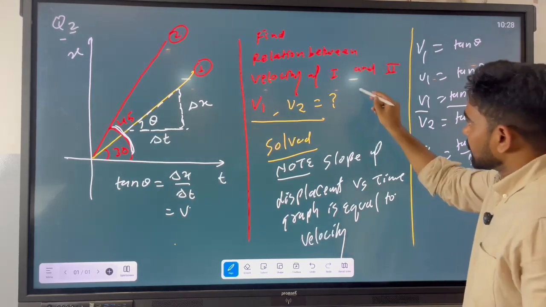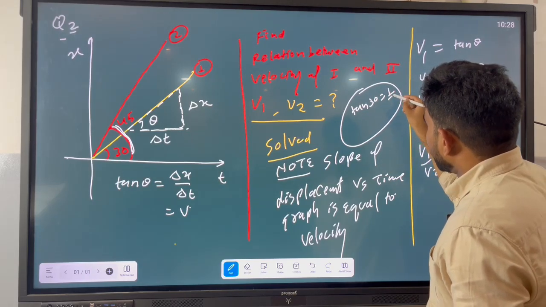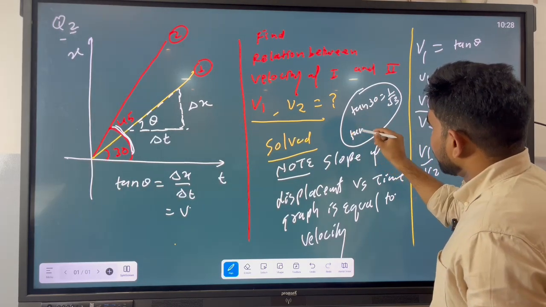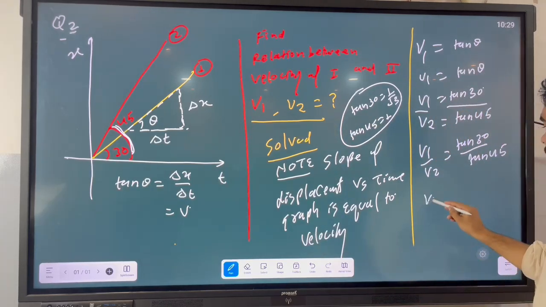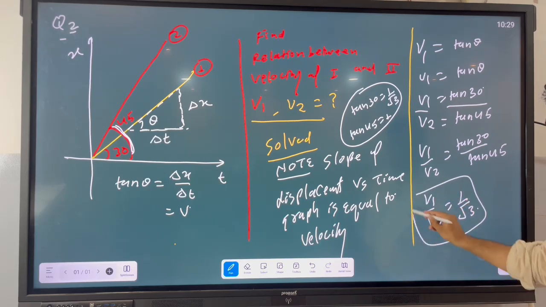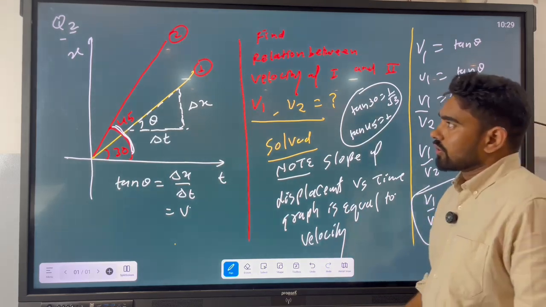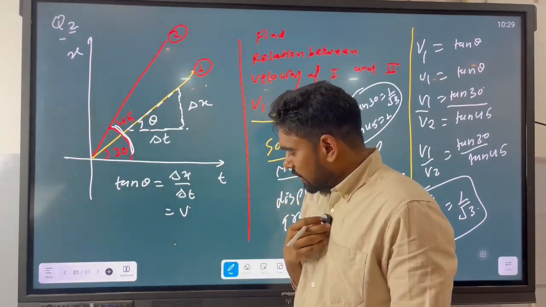and the value of tan 30 is 1 by root 3 and the value of tan 45 equals 1, right? So v1 divided by v2 equals 1 by root 3. This is the relation between the velocity of the first object and the velocity of the second object, right?